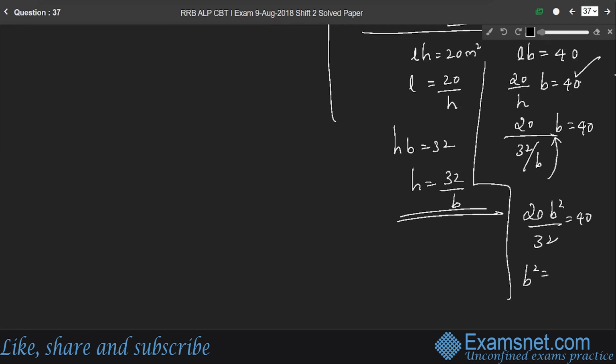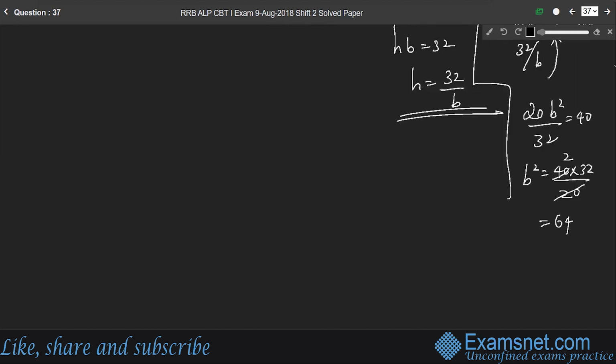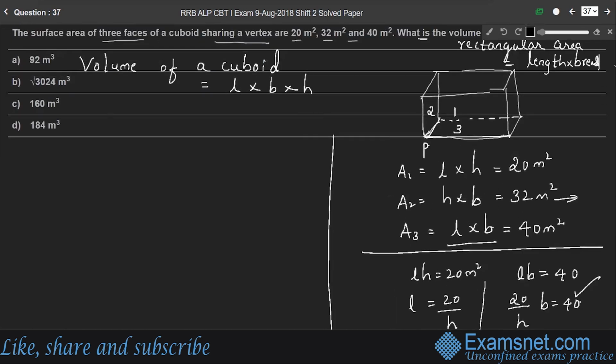Hence, B square becomes 40 into 32 by 20. So 20 into 2 is 40, 32 into 2 is 64. Hence, the value of B is root of 64, which is 8. The unit is meter, so the breadth of the cuboid is 8 meter. Therefore, since L into B is 40 and breadth is 8 meter, length becomes 40 by 8, which is 5 meter. 8 into 5 is 40.